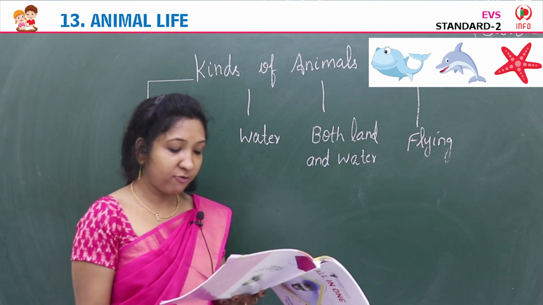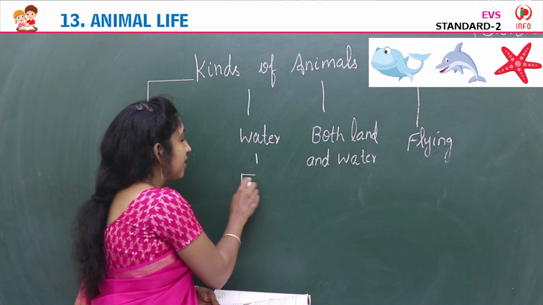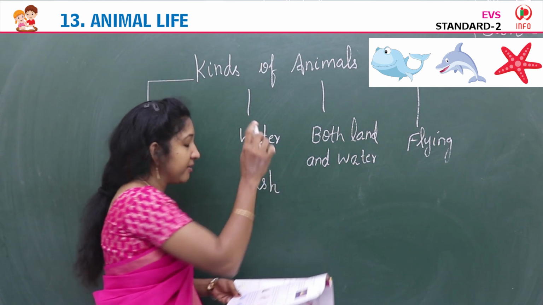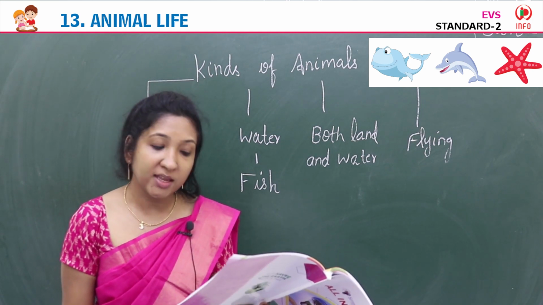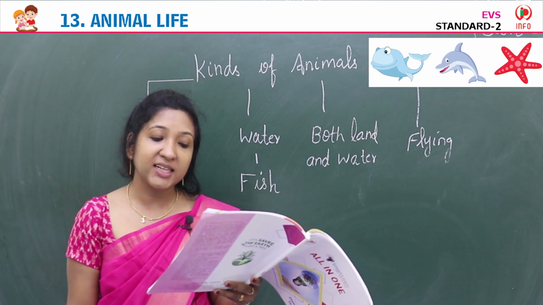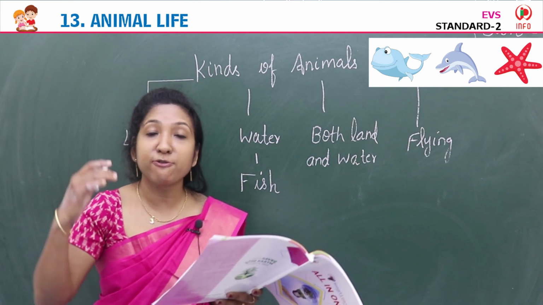Water animals. A fish lives in water, that you know, isn't it? Fish live in water and swim using their fins with the help of gills. You know, a fish is swimming in water because of fins.